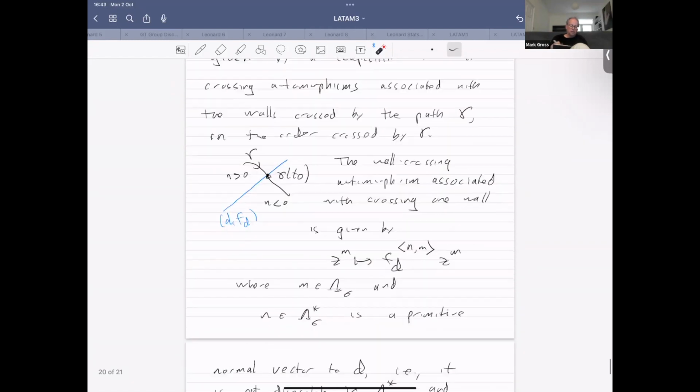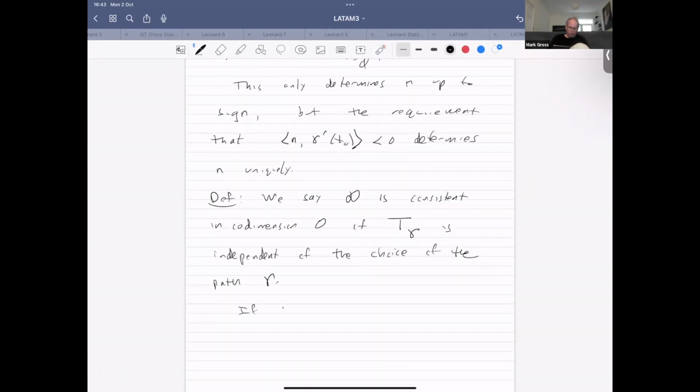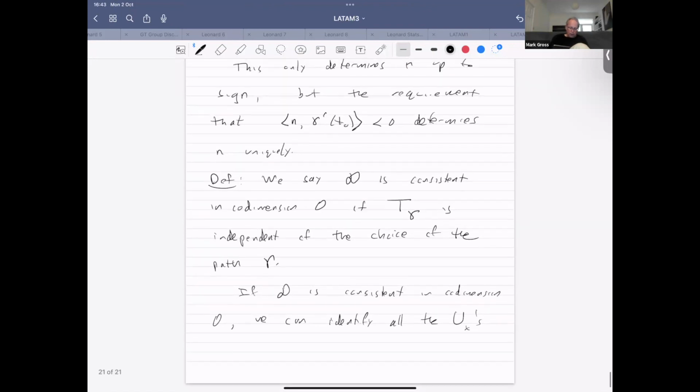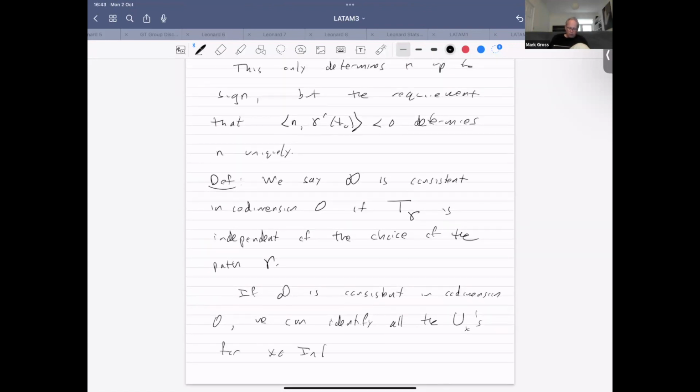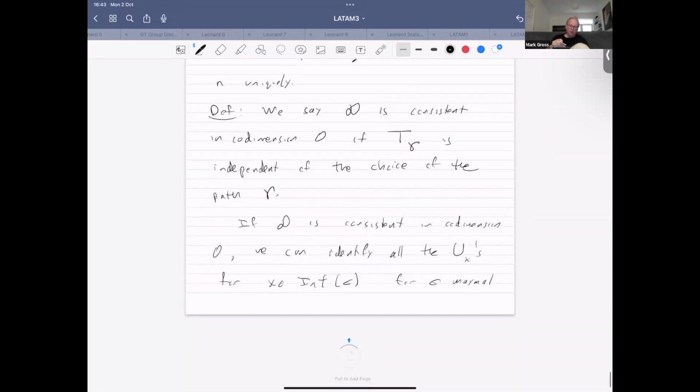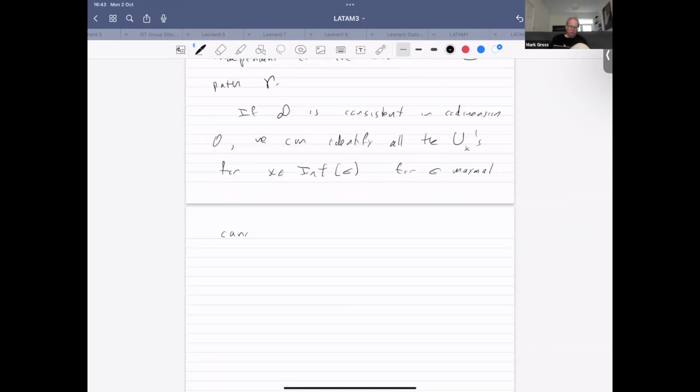So if D is consistent in codimension 0, we can identify all the UX's for x inside the interior of a single cell for sigma maximal. We can identify all these UX's canonically. But notice it's non-trivial, as long as there are actually some walls.